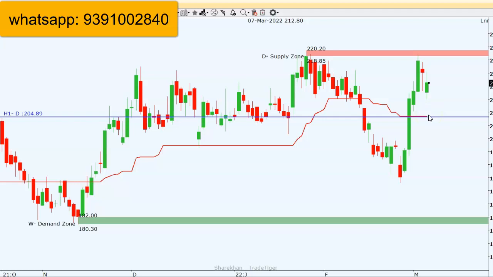We can accumulate the stock for a time period of 3 to 6 months and aim for a target of 240 to 250 levels in 3 to 6 months. And as a stop loss, we have to keep around 7 to 10 rupees after entering the price around 200 or 205 levels.